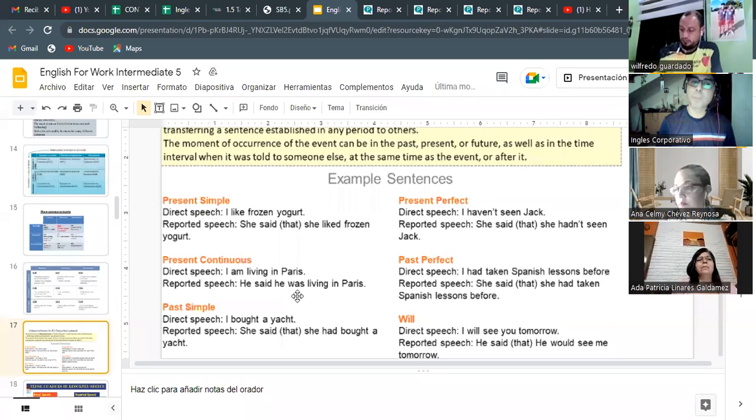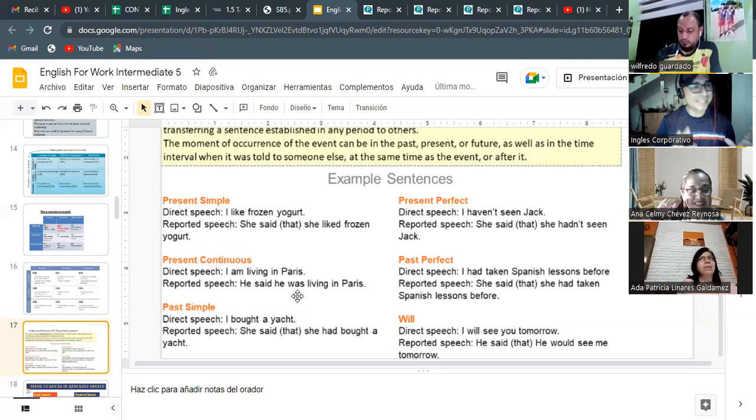O sea que, en pocas palabras, lo tenemos que convertir como en chambre. No es así, yo le digo así para que se entienda. Yo siento que yo lo entendí más fácil así. Alguien dice, a mí me gusta el café, entonces yo tengo que ponerle a él, dice que le gusta, entonces cambiarle la forma. Exacto. Para mí es más fácil así, ya sé que tengo que hacer como chambre.